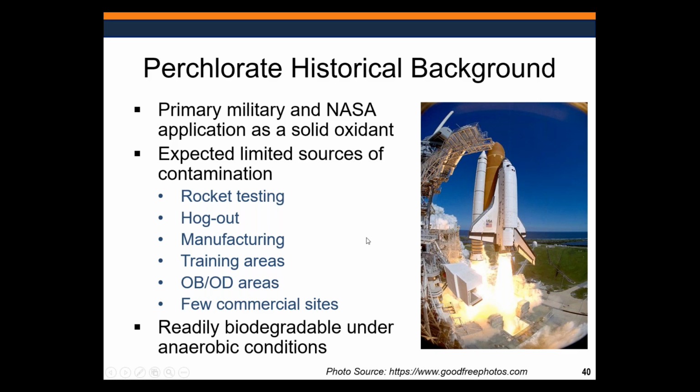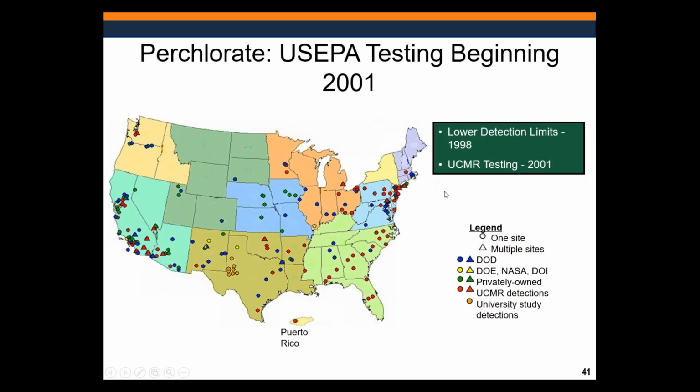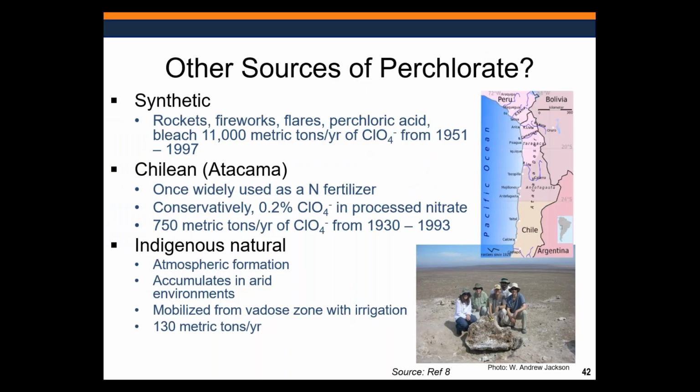And 20 years ago, 25 years ago, people started to think that this was a problem at some military sites, but it seemed to be a very limited issue because there were only certain sites that really used this: rocket testing, NASA facilities, hog out facilities, a few commercial sites. And then the EPA started requiring further testing. And what they found was, in low concentrations, they detected perchlorate all over the place. So the question is, are there other sources? And the answer to that is definitely.